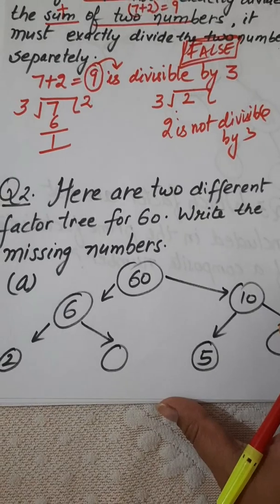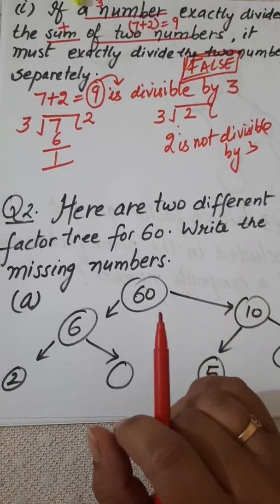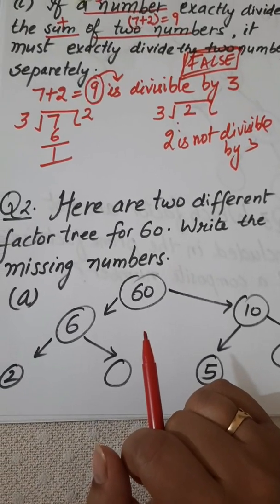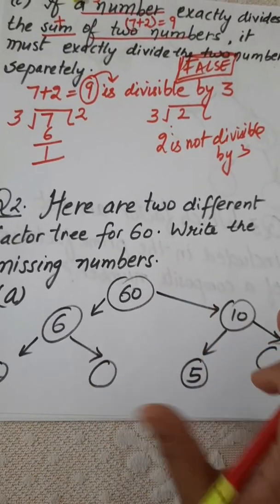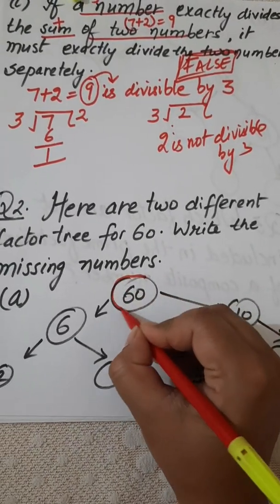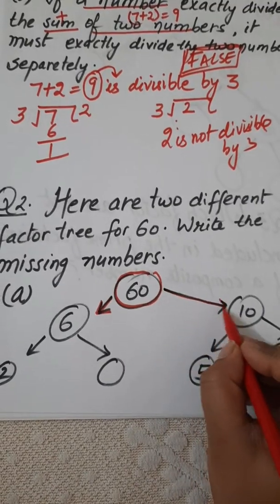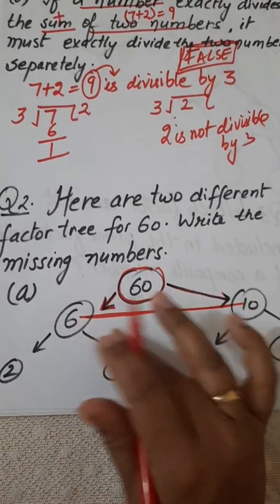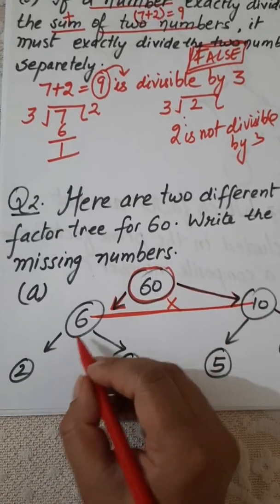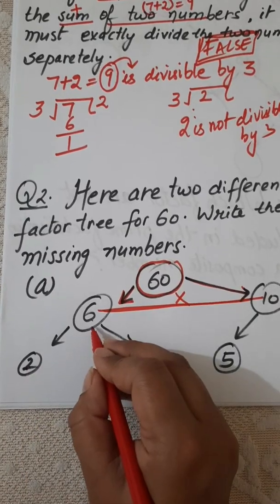So next we have question number 2. Here are two different factor trees. In this question we have two different factor trees, and this is a factor tree of 60. I have to write the missing number. So here we have 60, and first I have 6 and 10. We know that 6 multiplied by 10 is 60. Then next we have 6, 2. By which number do I multiply 2 so that I get 6?